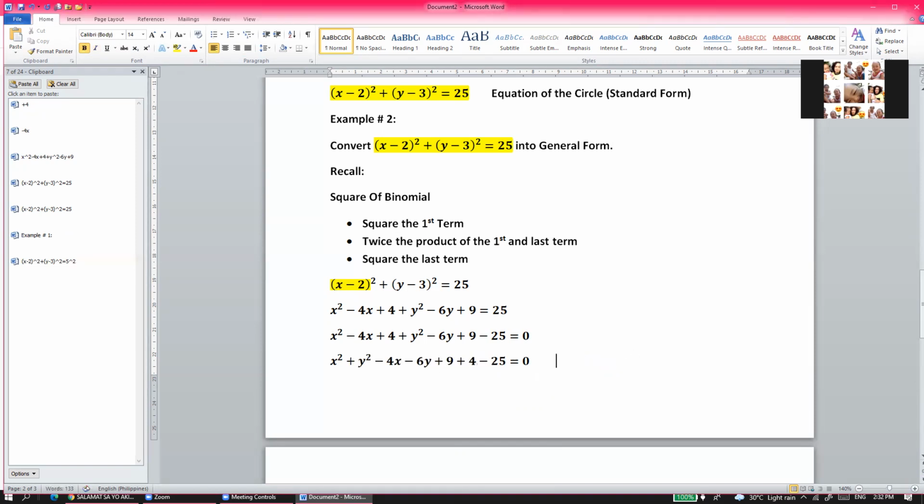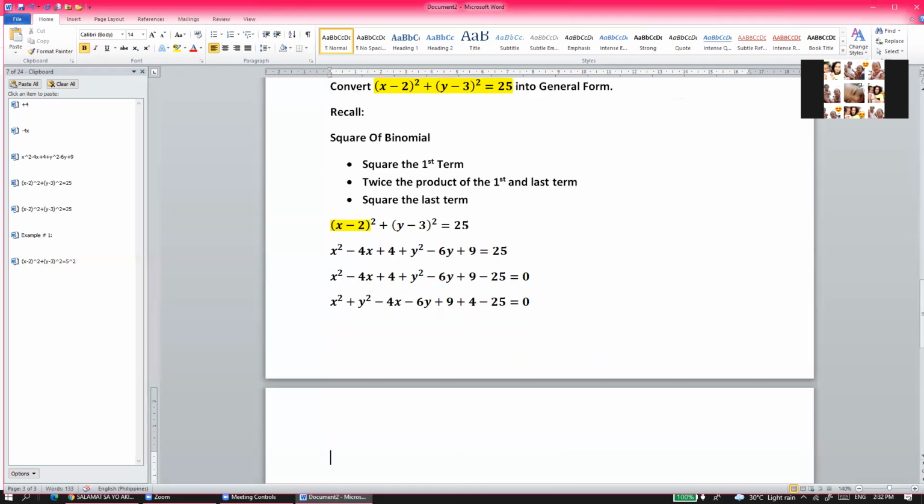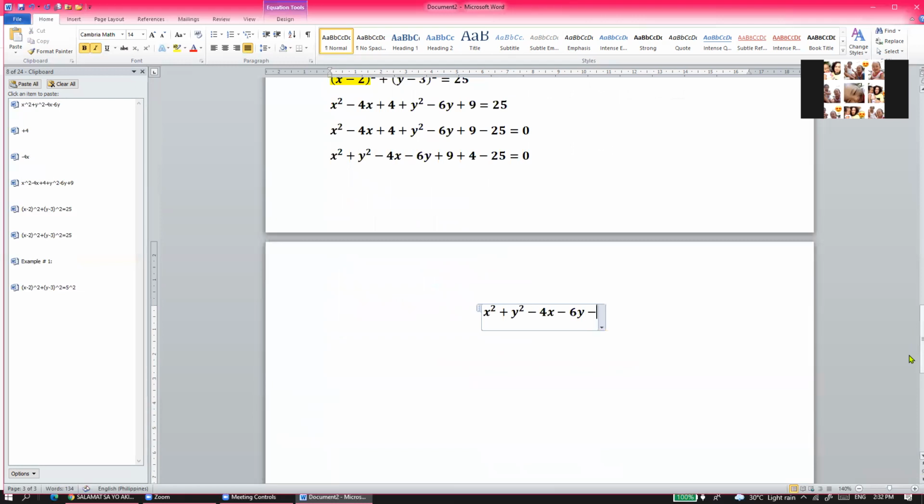And then finally, i-simplify natin yan. Yung 9 plus 4 and negative 25, I think that is equal to what? Is that negative 12? Tama ba yung negative 12 na sagot ko? 9 plus 4 minus 25, I think that is negative 12. Then equals 0. So ito na ngayon yung ating sagot. So this is now the general form of the equation of the circle.